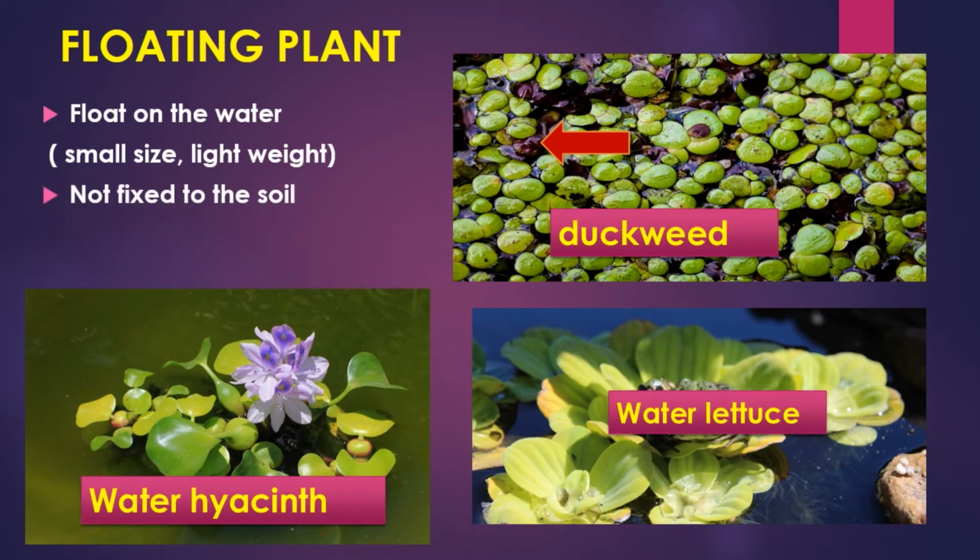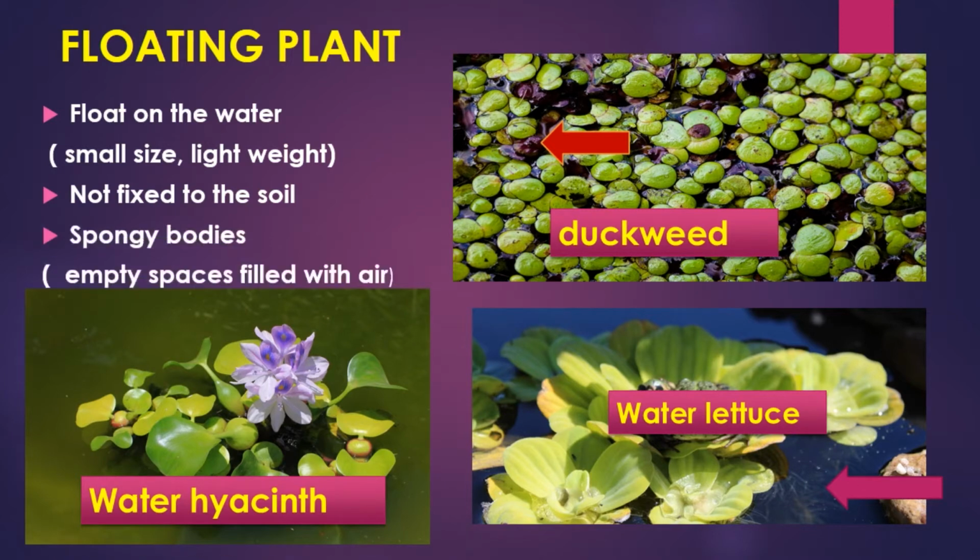Now these plants are not fixed to the soil. In the picture of water lettuce, you can see the roots very clearly. The roots are floating inside the water, but they are not fixed to the soil. Now these floating plants have spongy bodies which have empty spaces filled with air. This adaptation helps them to float on the water because it makes them light. In the water hyacinth, you can easily see the spongy bodies.